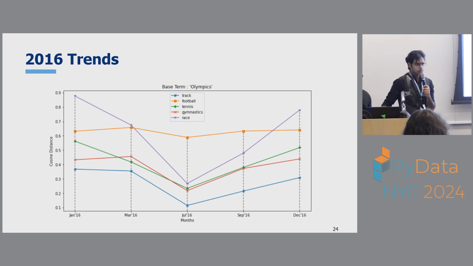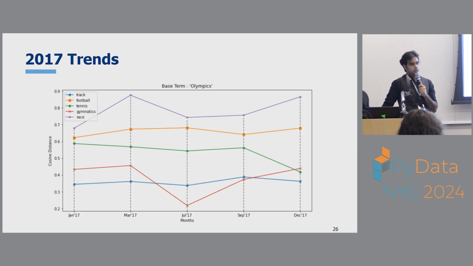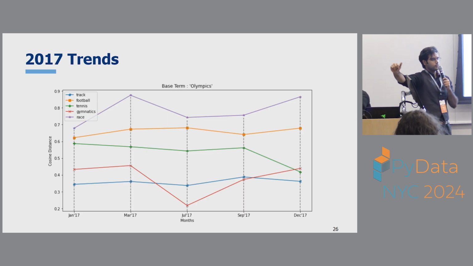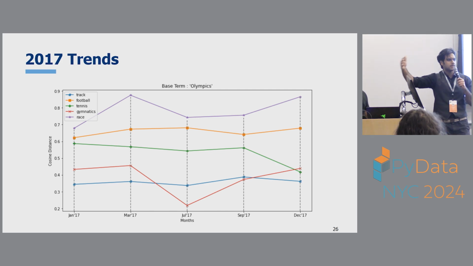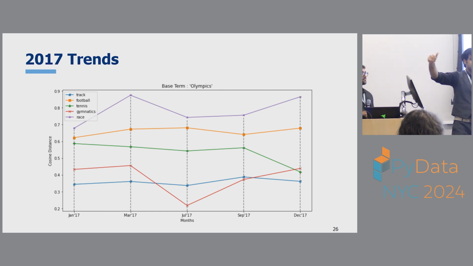So now, how do we disprove this? Same experiment, but 2017. We see all of these terms following different trends. Sometimes they make sense with each other, sometimes they don't. But what we do see is the absence of the convergence of all of these terms.